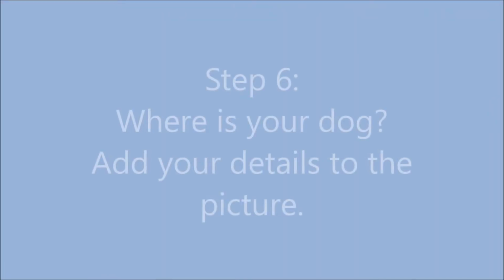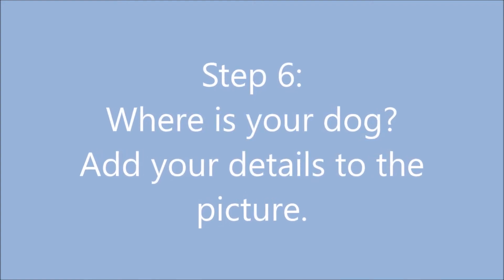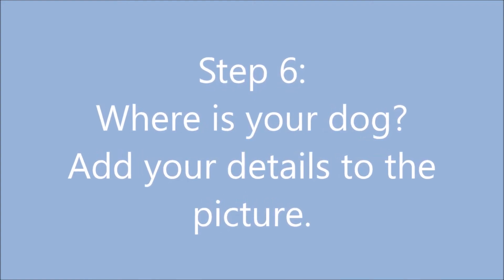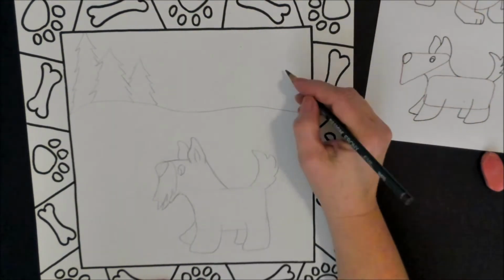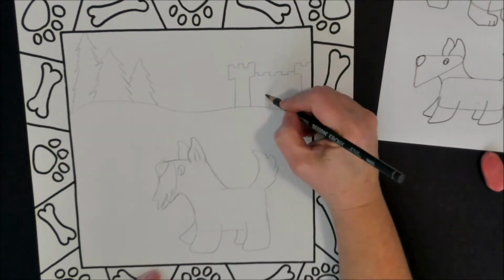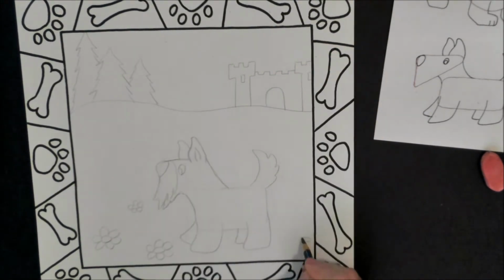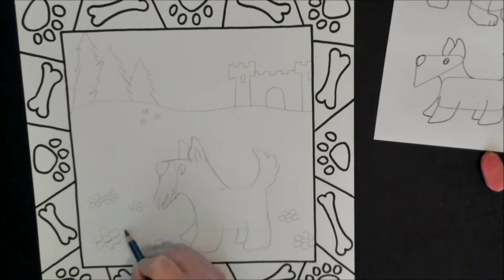Step 6, where is your dog? You're going to be adding details to the picture. He could be in the bedroom. He could be outside. My dog is in Scotland and he's out in the Highlands. So I'm adding a castle in the background and some trees. And then on the foreground, I'm adding some flowers on the field.